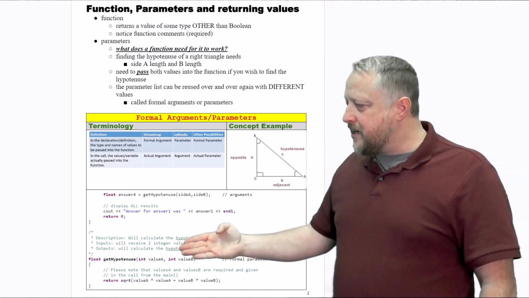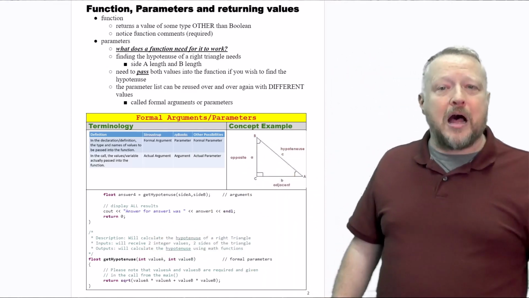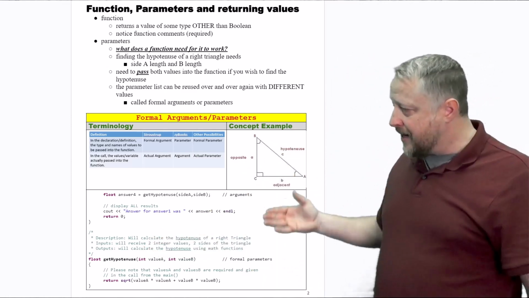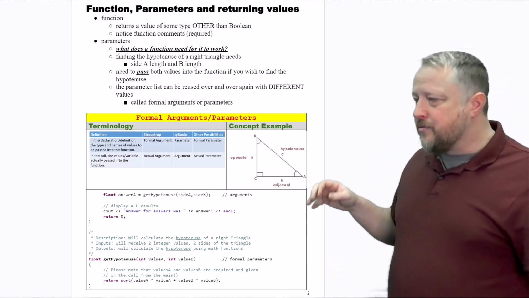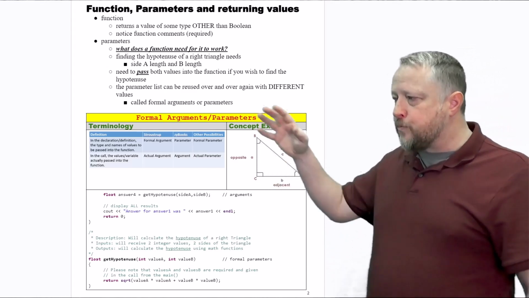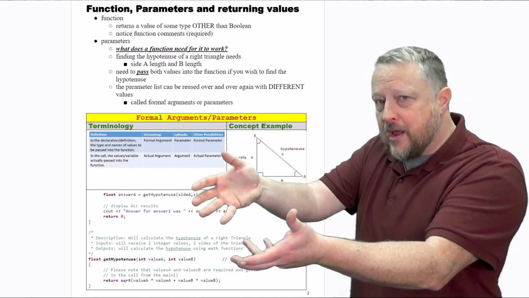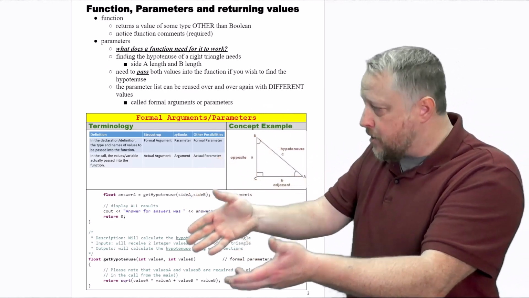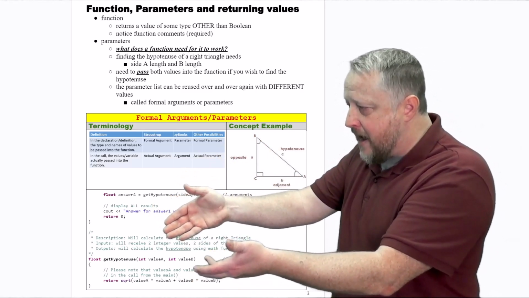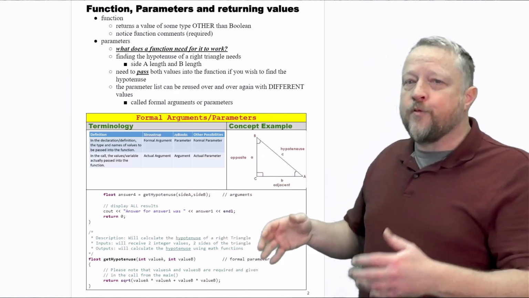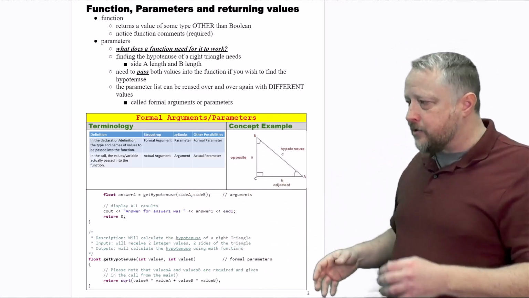What does it need in order to do its job of getting the hypotenuse in this particular example, like you've seen before? That's what we're going to use as parameters to pass in and hand the function actual values, the values that you see right here. I'm going to hand it two values, value A and value B, in order for it to do its job. That's what a parameter is.